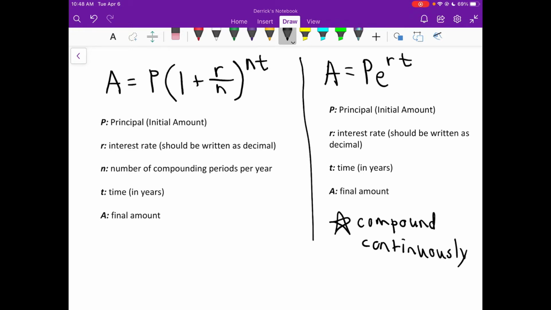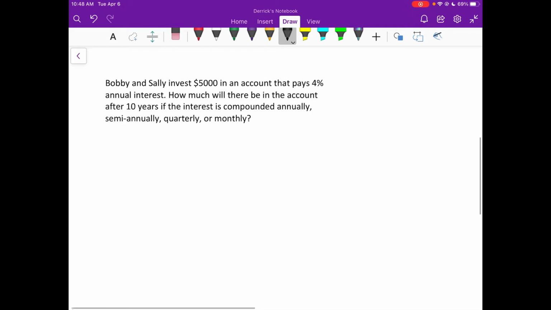So let's look at an example here. Let's say Bobby and Sally, random names obviously, invest $5,000 in an account that pays 4% annual interest. How much will there be in the account after 10 years if the interest is compounded? And then we are given 4 separate possibilities: compounding annually, semi-annually, quarterly, or monthly.